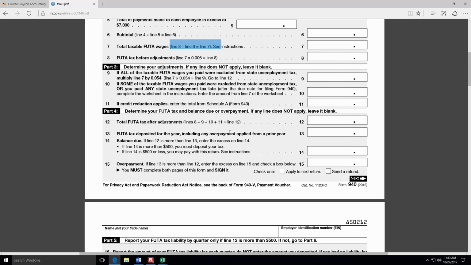And then basically the reason that we did the whole table is to see on the second page whether or not I complied with the deposit rules. In other words, if I got over $500, did I send it to them?